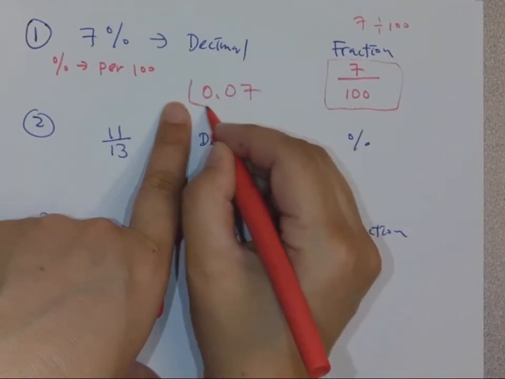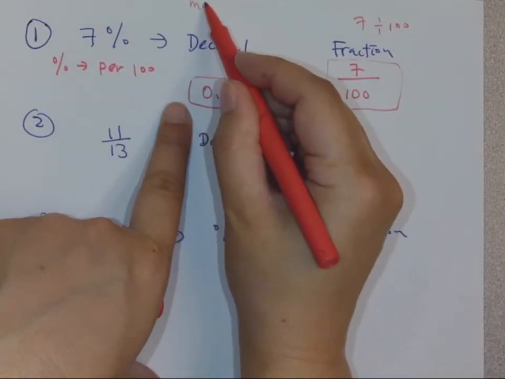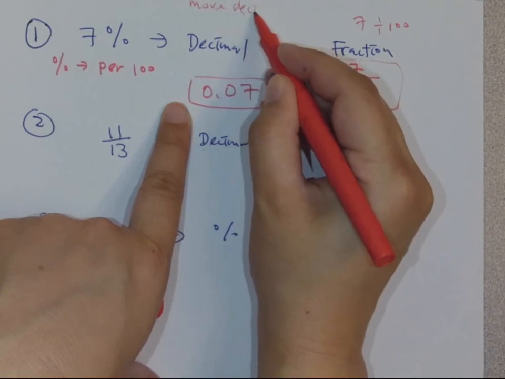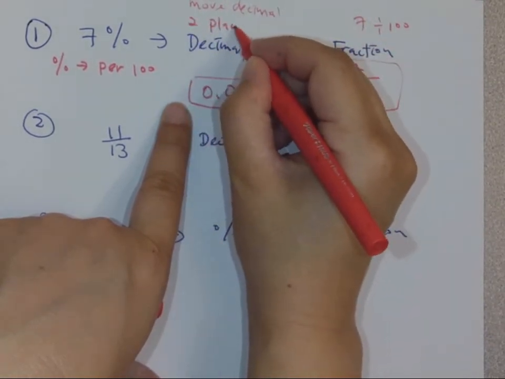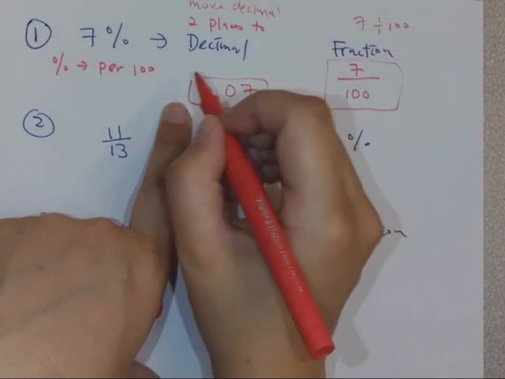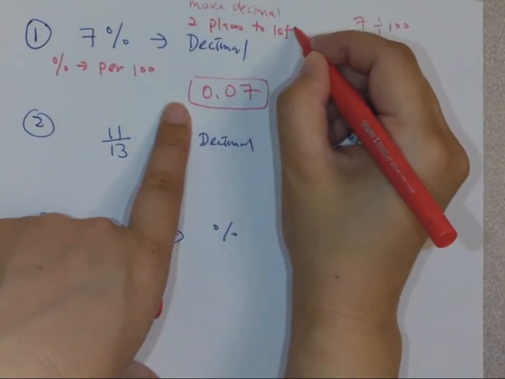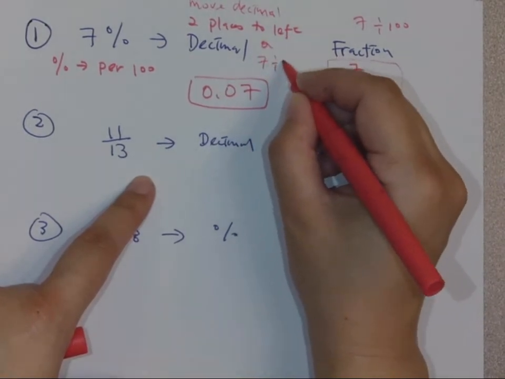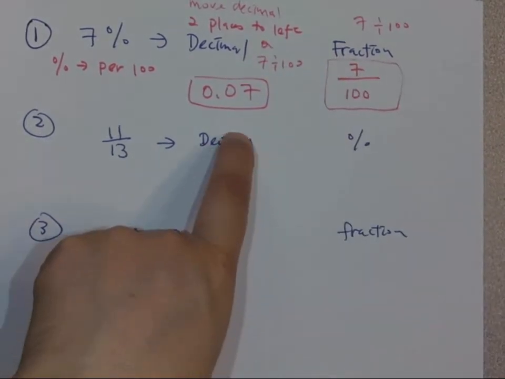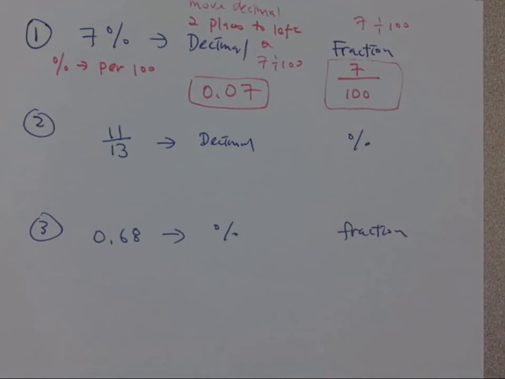0.07. So you can either say move the decimal 2 places to the left, or you use 7 divided by 100, right? Either way you should get that. So a little bit of steps. Make sure you show me a little bit of steps how you get it.